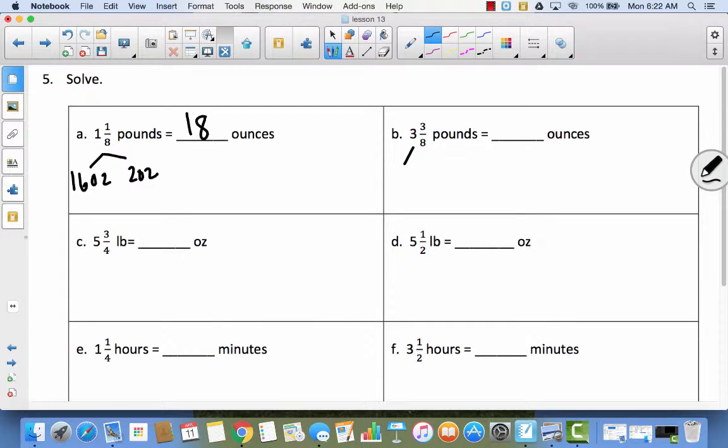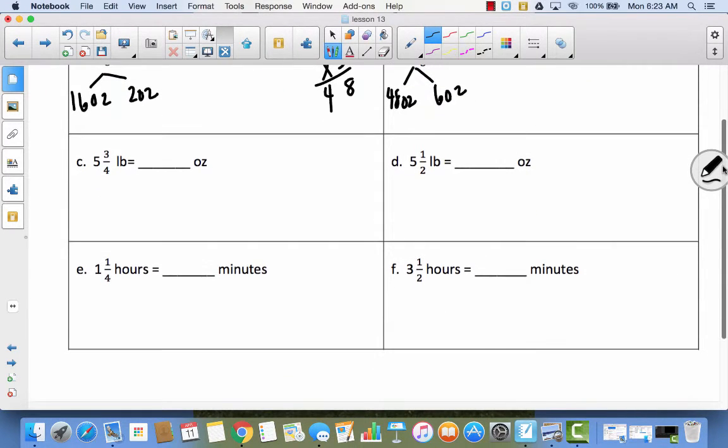All right, so what about 3 3/8 pounds? How many ounces would be in 3 pounds? Well, that would be 16 times 3, right? So 16 times 3 would be 48. So I'd have 48 ounces. And then if there are 2 ounces in 1/8 of a pound, how many would be in 3/8? Well, that would be 6 ounces, right? So 48 plus 6 would be 54 ounces.